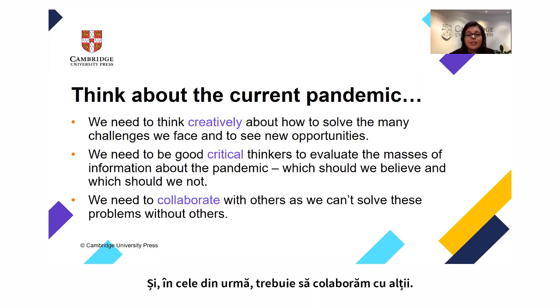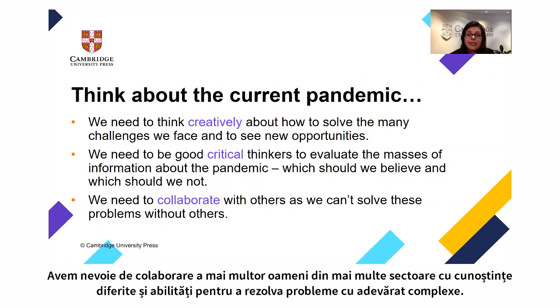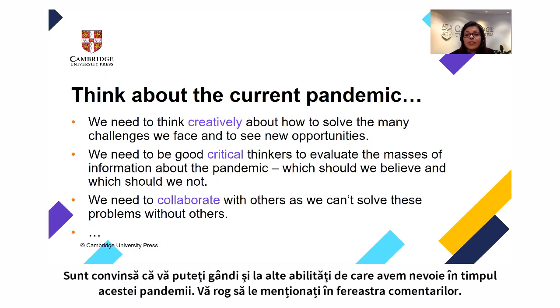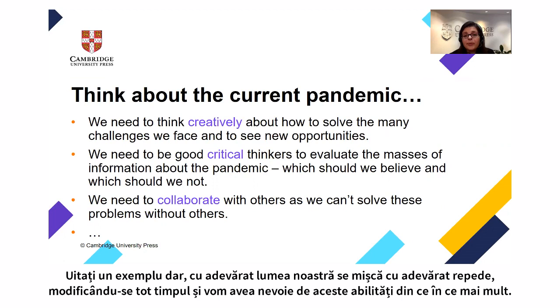And finally, we need to collaborate with others. We won't be able to solve the problem, for example, finding a vaccine by ourselves. We need a real collaboration of different people across different sectors, with different knowledge, with different skills, to be able to solve really complex problems. And I'm sure you can think of other skills that we might need in this pandemic. Feel free to put them in the chat box. So this is just one example, but really our world is moving really, really fast, changing all the time, and we're going to need these skills more and more.